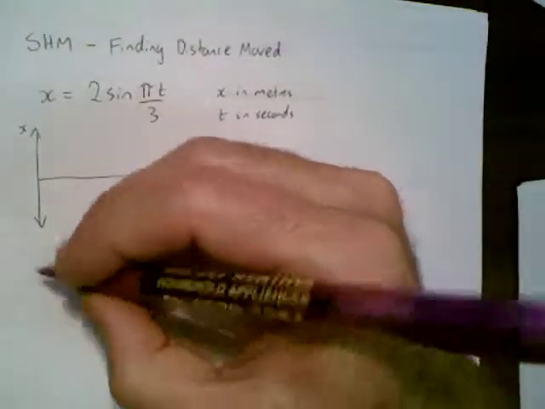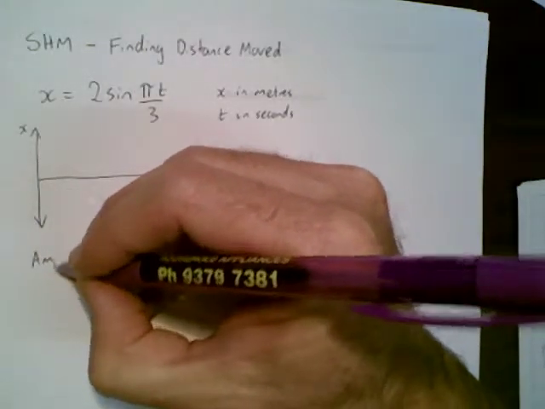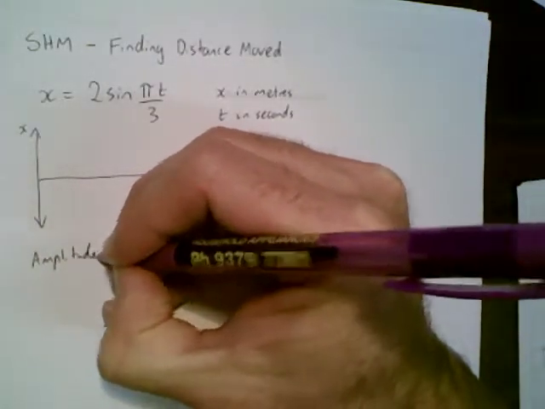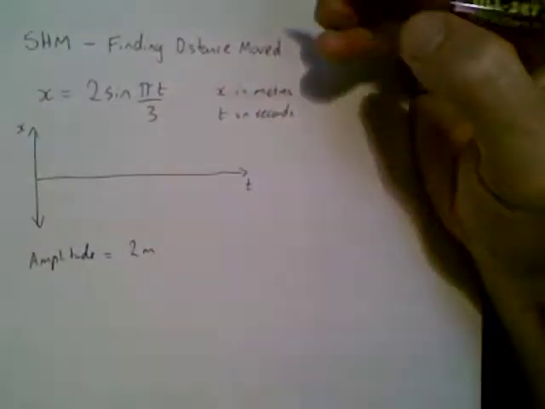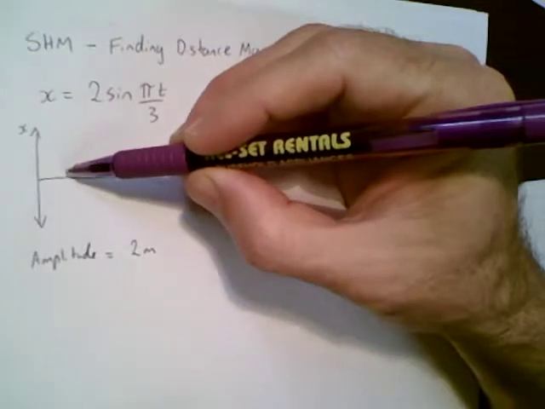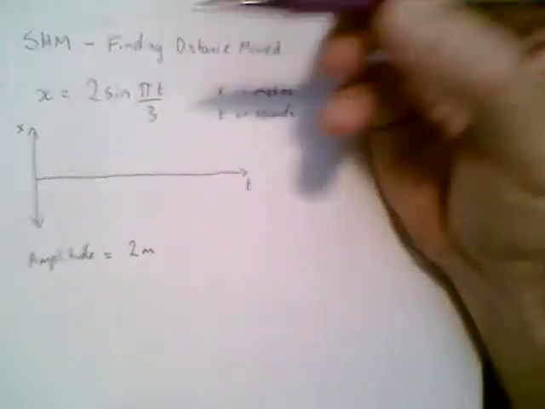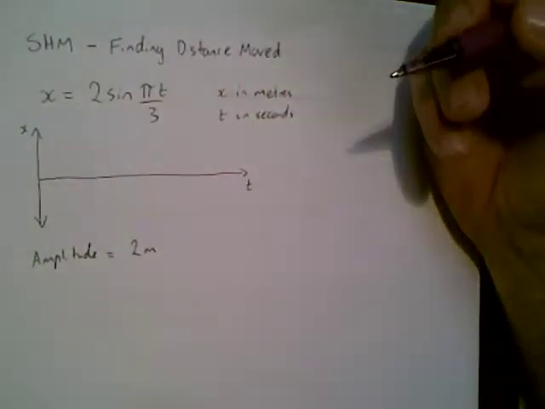We know that first of all the amplitude of motion is equal to 2, or 2 metres in this case. In other words, the maximum displacement from your mean position is 2 metres.